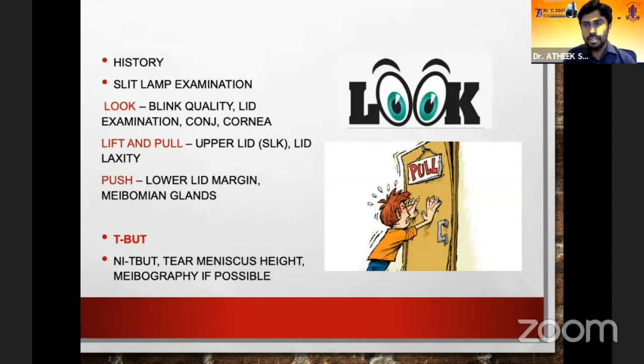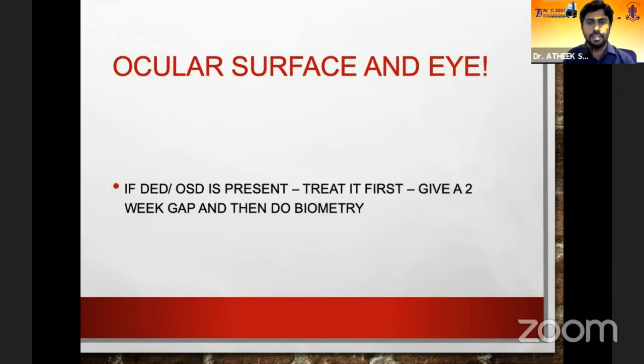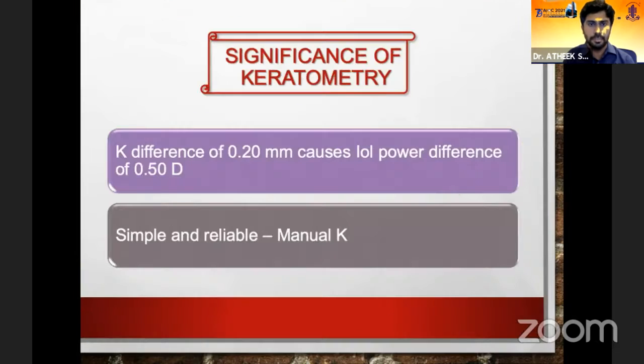So the learning points from this ASCRS study are taking a history, slit lamp examination, looking at the ocular surface, lifting and pulling the lid, looking for lid laxity, and pushing and examining the meibomian gland secretions. TBUT is a very important test which gives us a lot of clues with regards to how and when to do the ocular surface and astigmatism evaluation. Newer devices like meibography, if we have access, are added advantages. But with this, we'll be able to more or less decide whether we can do the astigmatism evaluation or need to delay it.